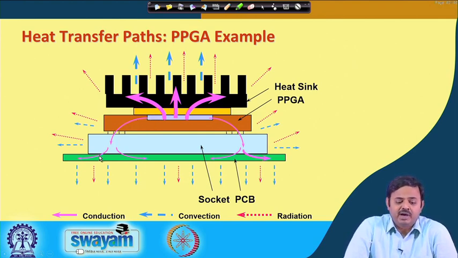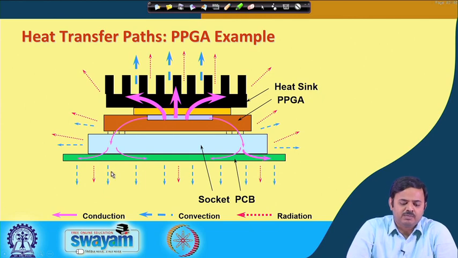It can also take a path in the downward direction. So, there will be some heat that will flow from the silicon to the substrate, and then through the pins into the socket, and then again from the socket to the motherboard, all by conduction. So, hence denoted by pink, and then from the motherboard to the ambient by convection and a bit of radiation.